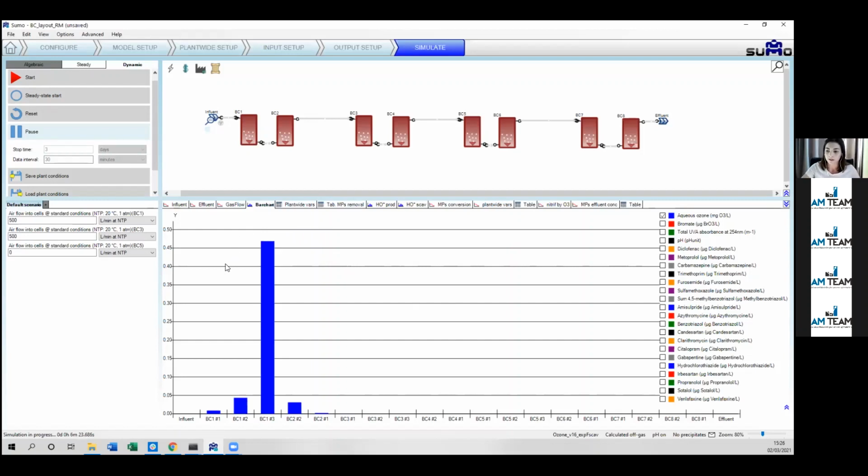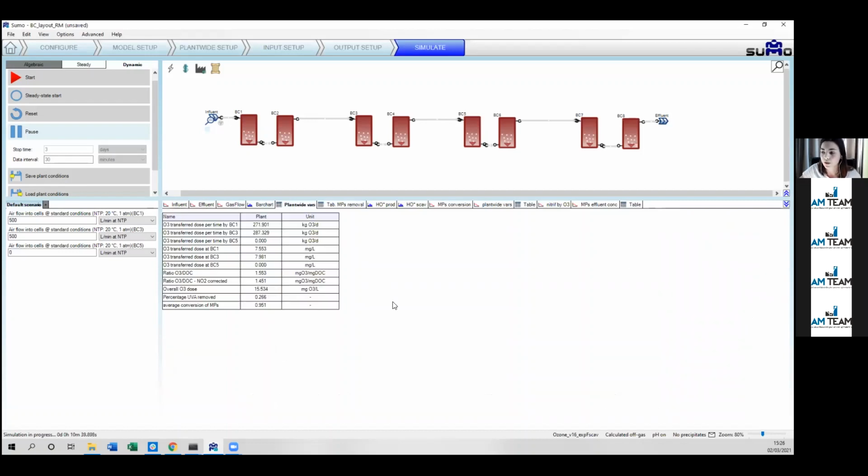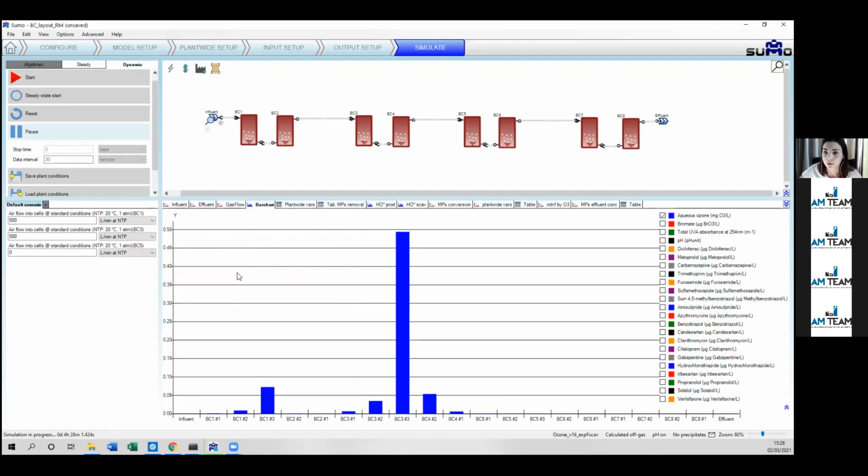The simulation takes some time to update. In the meantime, we can also check a lot of plant-wide variables, so we can monitor dynamically the ozone transfer in each single bubble column, the ozone ratio with respect to the DOC, the overall dose, and so on. And now we can go back to the bar chart. The results are uploaded.